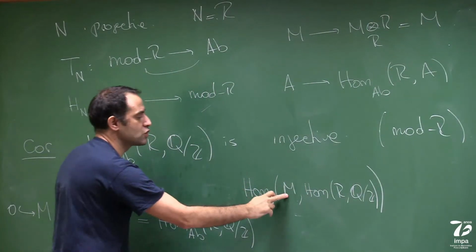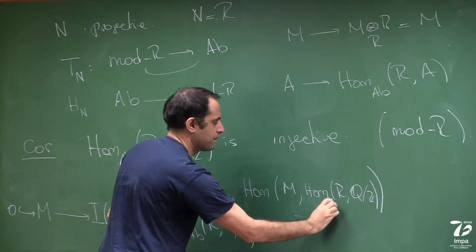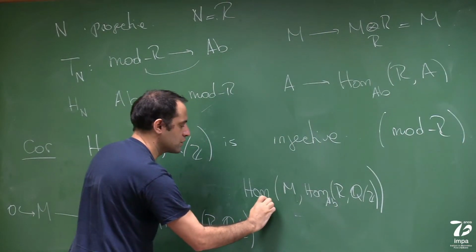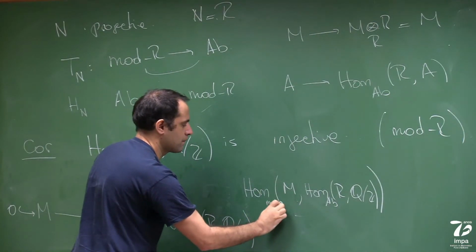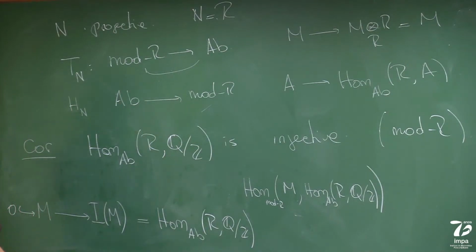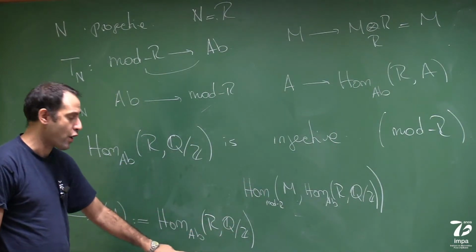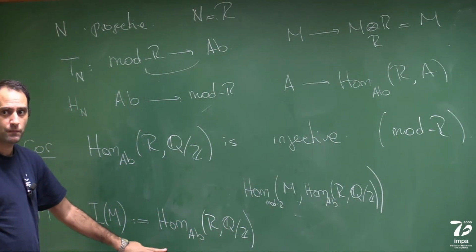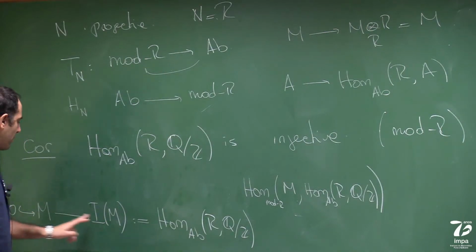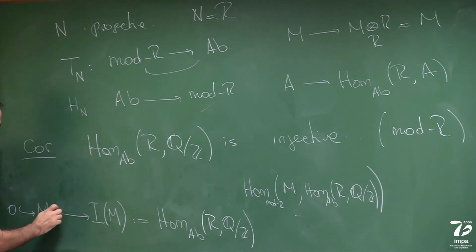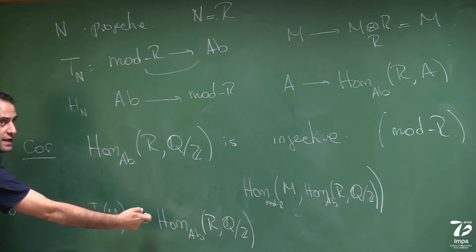So now this is an R module, this is an R module, and this is in the category of R modules. So this is the definition of this guy. It's clear that it's injective. Again, it's just a product of injective R modules. The only problem is now to prove that this is an injection, that I have a map from M to here that is an injection.